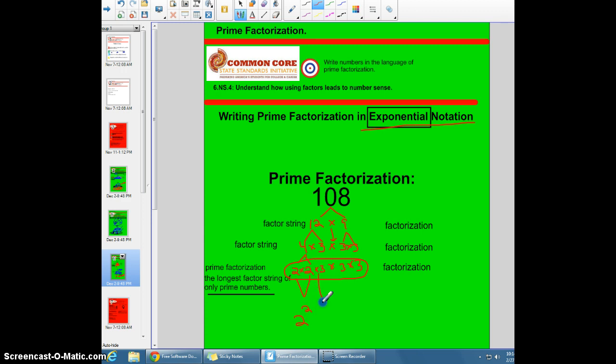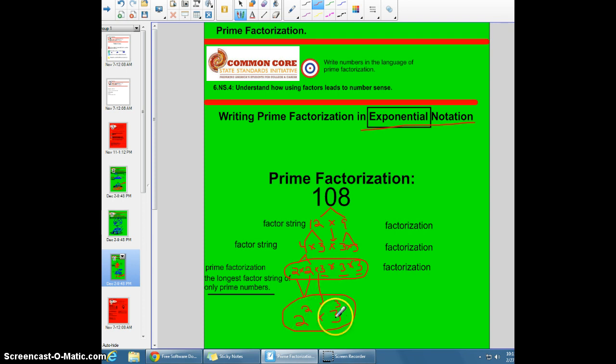And then I bring this multiplication sign down because I'm going to multiply 2 squared by the other repetition, or the other numbers that repeat multiplying themselves. In this case it's 3. 3 multiplies itself 1, 2, 3 times. So 2 squared times 3 multiplying itself 3 times, which is also known as 3 cubed, or 3 to the third power. This, boys and girls, is 108 written in prime factorization and then written in exponential notation.